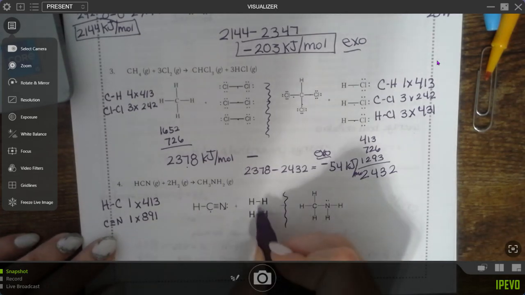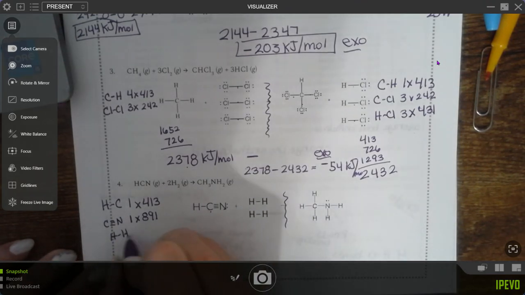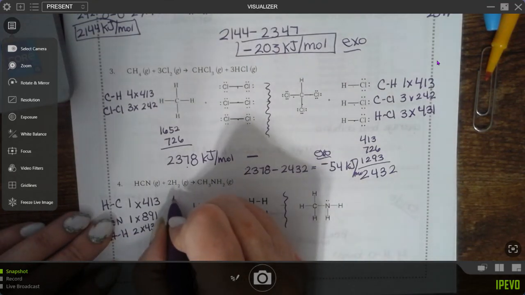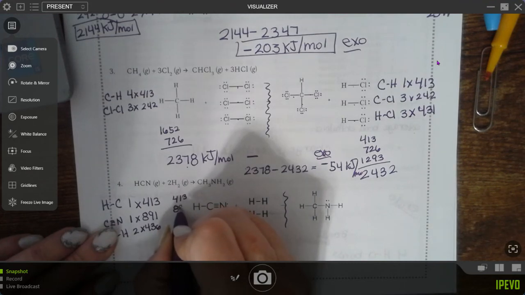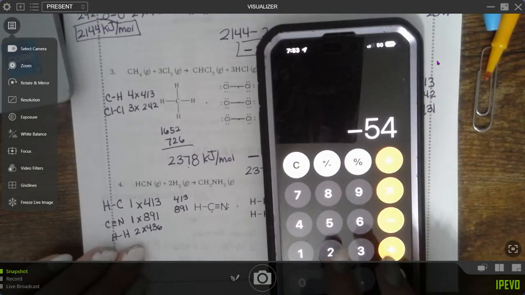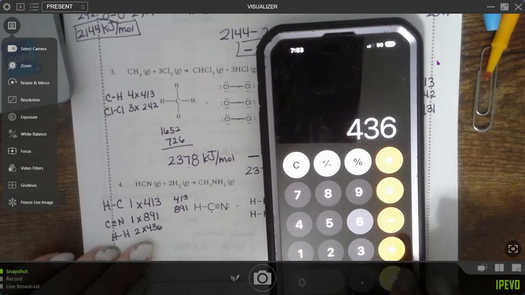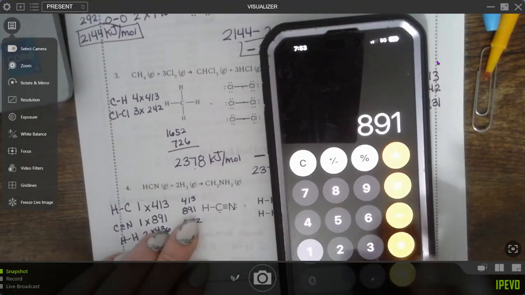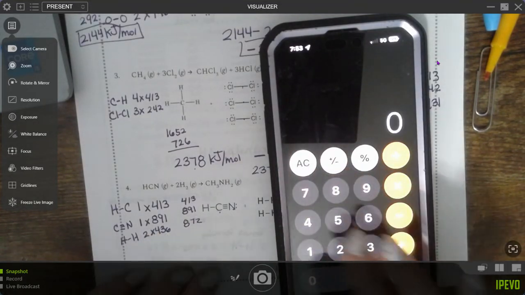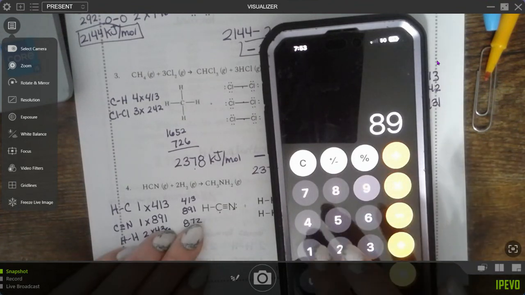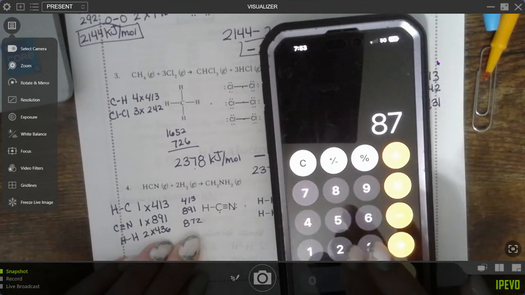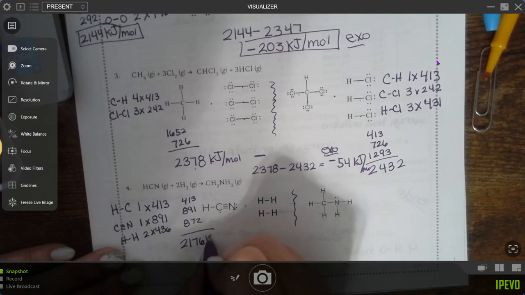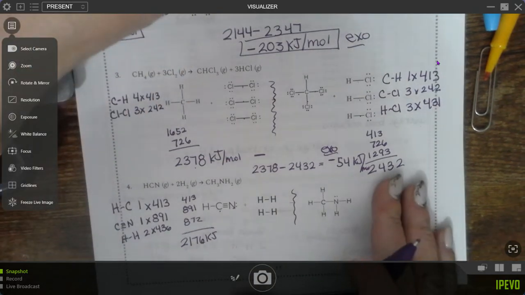And then over here we have 2 hydrogen-hydrogen bonds, and those were 436. So let's see if we can do the math here. 413 plus 891 plus 2 times 436, 872. Add those all together, 413 plus 891 plus 872, 2,176. Okay, that's the energy to break those bonds.